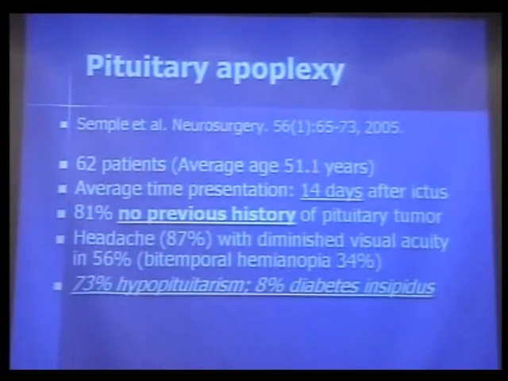This is the important thing I want to mention to you about pituitary apoplexy. This is from the neurosurgical literature from Semple et al. 62 patients with an average age of 51.